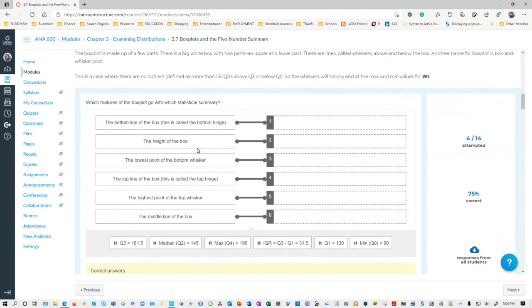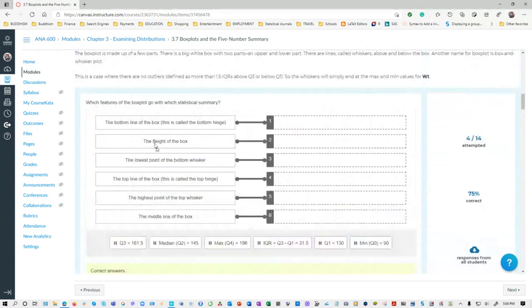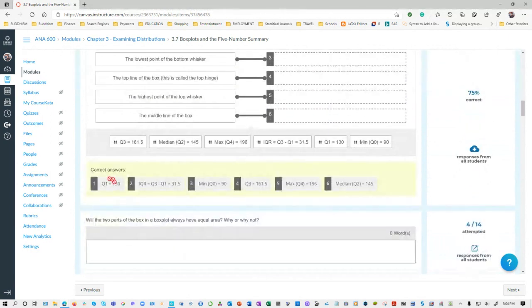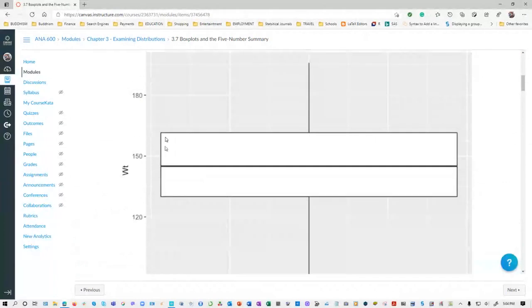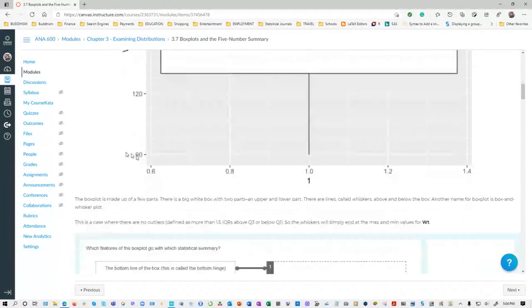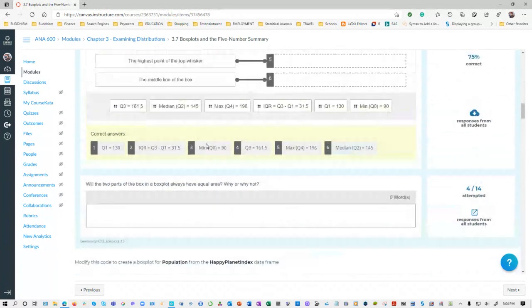They have another name, bottom or lower. That's your Q3. What is the height of the box? IQR. The bottom of the box is Q1, quartile 1. The height of the box is nothing but Q3 minus Q1, which is called the IQR.